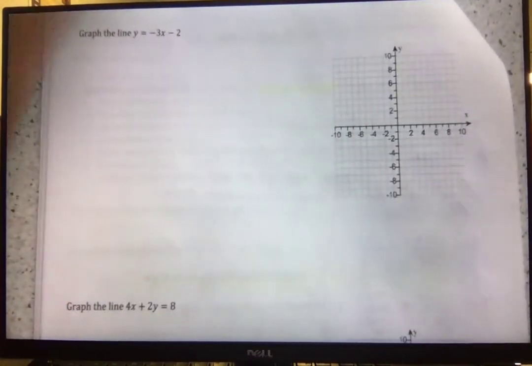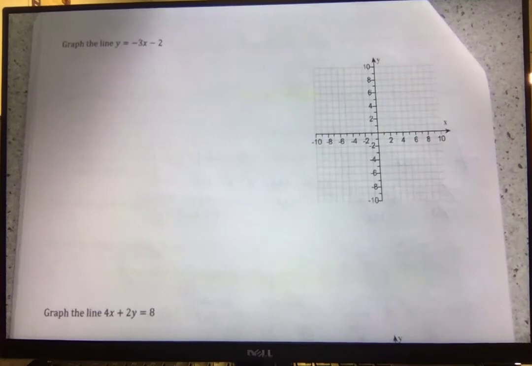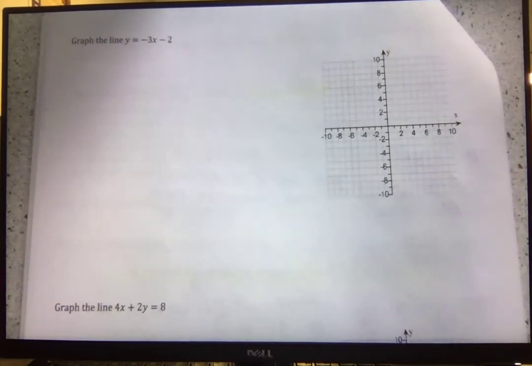So we talked about and we identified the slope and the y-intercept. So now we're going to use the slope and y-intercept to graph the line. It asks us to graph the line y equals 3x minus 2. By finding the slope and the y-intercept, we can graph this line.